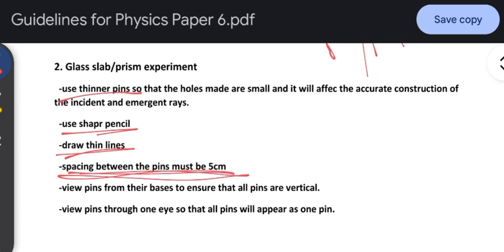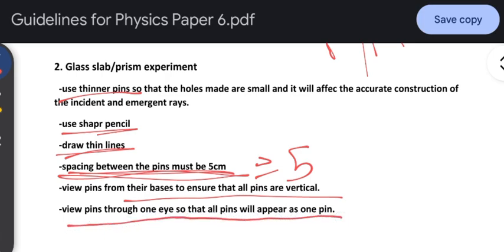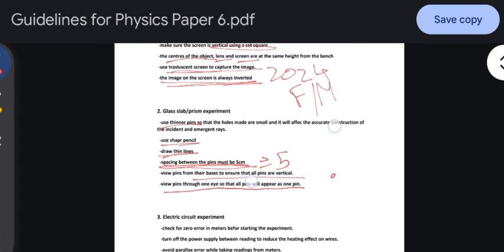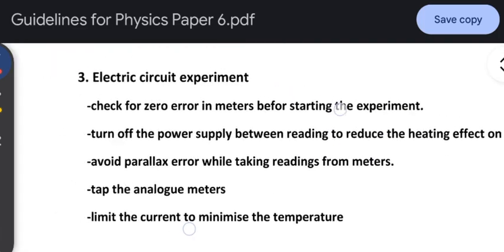Spacing between the pins must be 5 centimeters, not less than that. It should be greater than or equal to 5. View pins from their bases to ensure all pins are vertical. View pins through one eye so that all pins will appear as one pin, because even if you view from both eyes, they can appear aligned with each other.